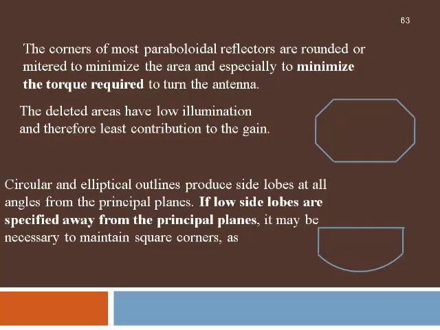The corners of most paraboloidal reflectors are rounded or mitered to minimize the area and especially to minimize the torque required to turn the antenna. The deleted areas have low illumination and therefore least contribution to the gain. Circular and elliptical outlines produce side lobes at all angles from the principal planes. If low side lobes are specified away from the principal planes, it may be necessary to maintain square corners as shown.